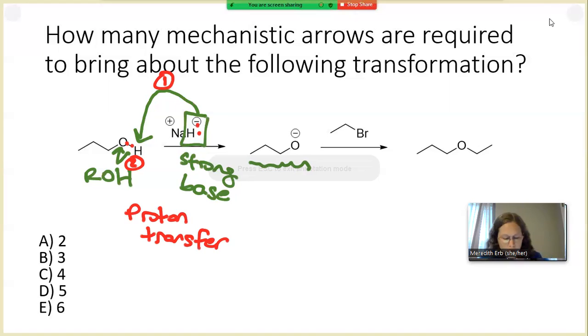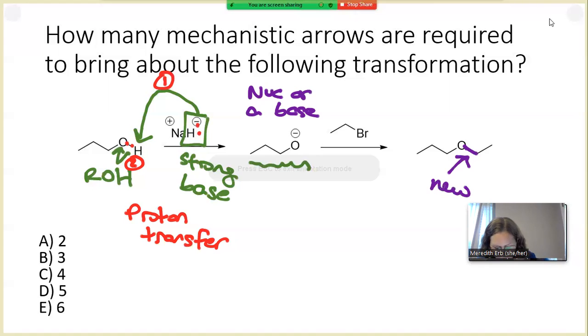In step number 2, we have an O-. O- can be a nucleophile or a base. So we have to be careful here to think about what's happening. In order to really think that through, we need to see what type of product we made. The product has a new carbon to oxygen bond. And that's significant because it's telling us that we probably had nucleophilic attack occur, because nucleophilic attack makes new bonds. So how would that happen?